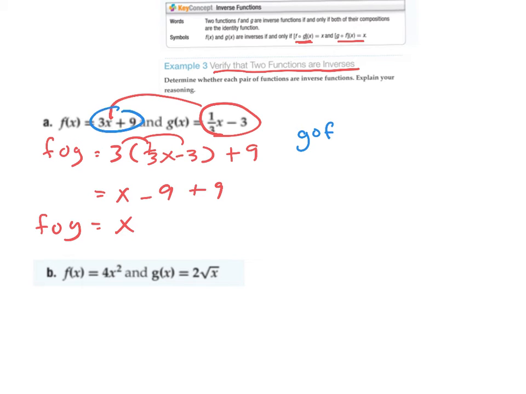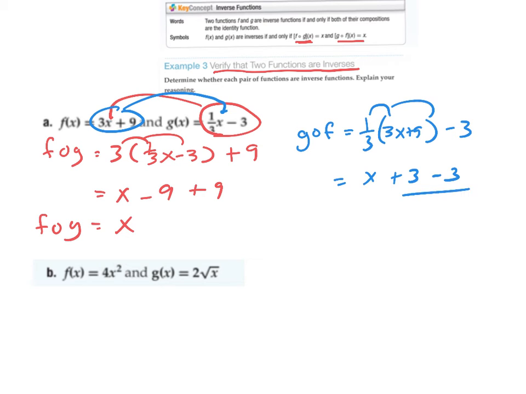So I'm going to take this function now and put it right there with the x. So that's going to be 1/3 times 3x plus 9 and the minus 3. If I do the math and distribute that, that will be x plus 3 minus 3. And then obviously the 3's will cancel, so we get x. So g of f and f of g are both equal to x, so these are inverses.